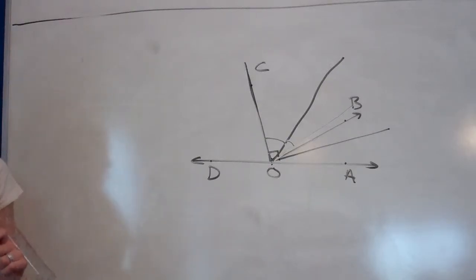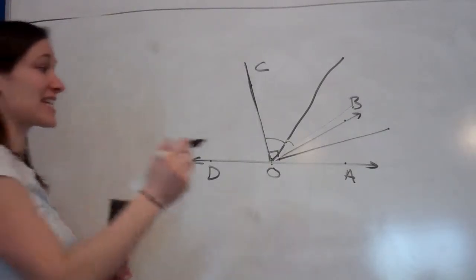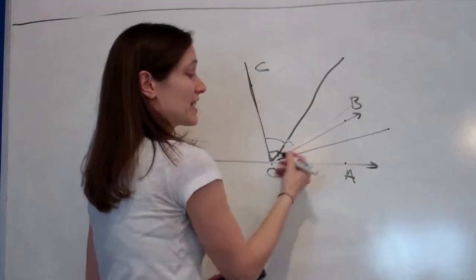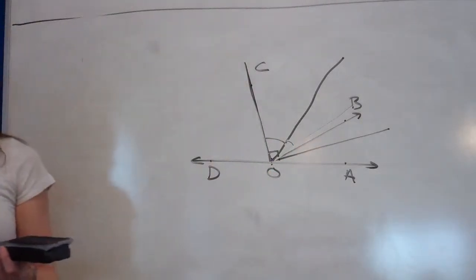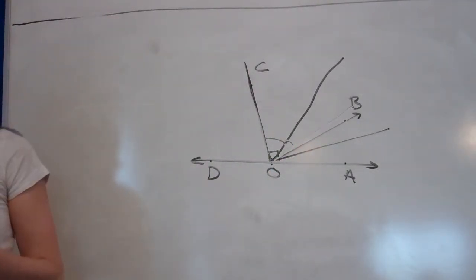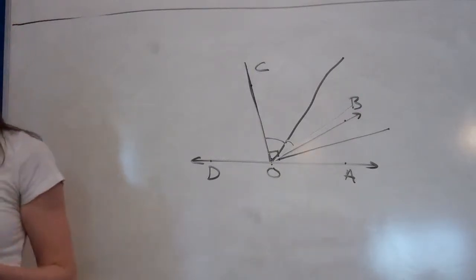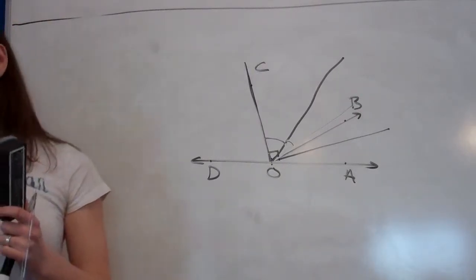Is 45, 55, 65, 66, 67. So this is about 67. So we can say 70 to 75. Something like that. No, I checked. So let's not do that. We're not going to get that close, okay?